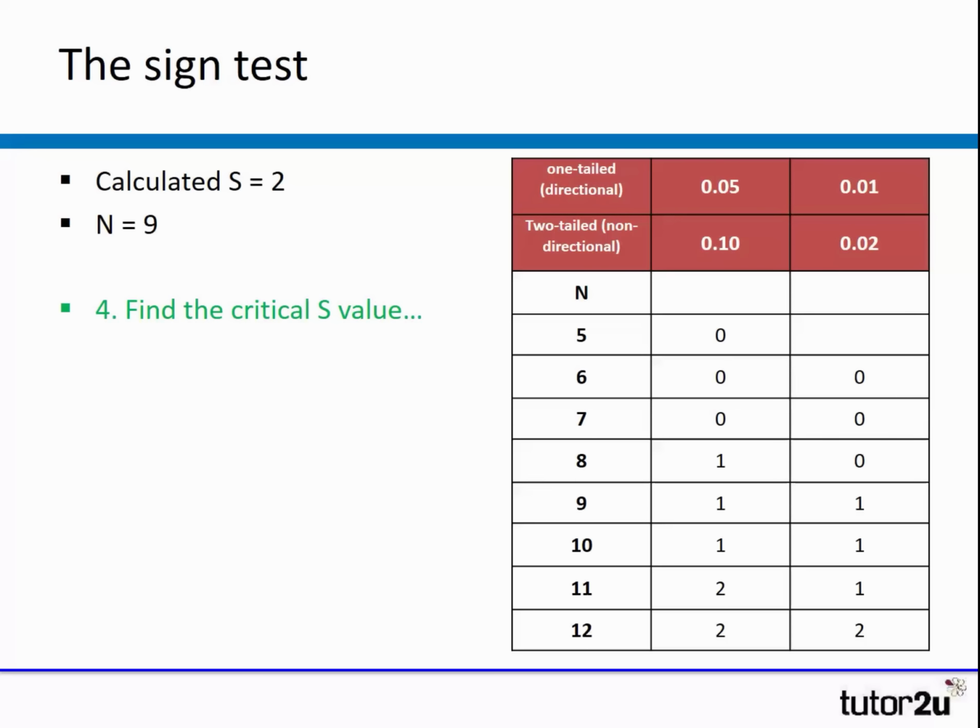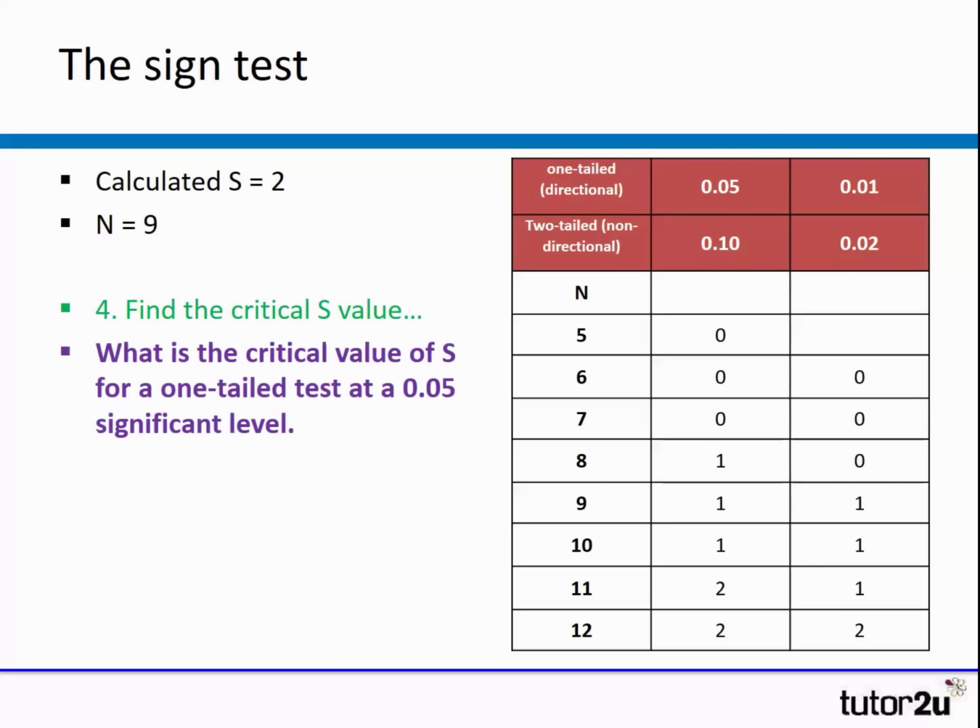Now, in the exam, if they asked you to find a critical value, they would actually have to give you a table that looks like this on the right-hand side of the screen now, because you can't calculate it unless you've been given a critical values table. Now, the way you do that is really, really easy. So let's imagine you got this question. What is the critical value of S for a one-tailed test at 0.05 significance level?